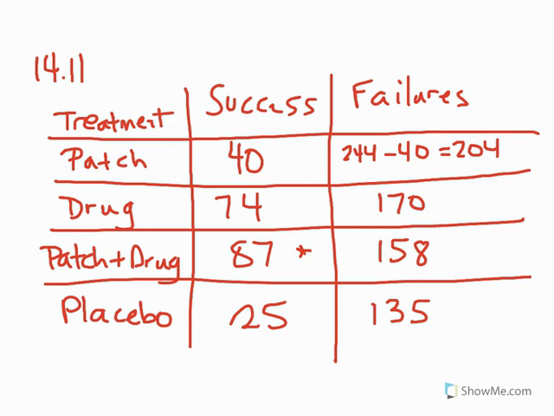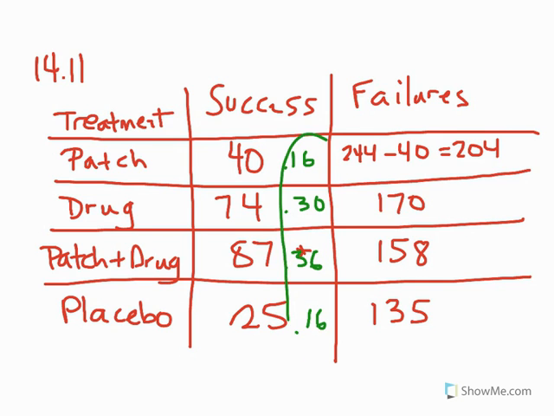In Part B, we're asked to actually calculate these as proportions so that we can compare them a lot more effectively. So you'll notice in Part B, if we make a proportion of 40 to 244, that gives us a proportion of 0.16. The proportion for the drug, 74 divided by 244, would give us a 0.30. The patch plus the drug, 87 out of 245, would be 0.36. And the placebo is 0.15. Or actually 0.16, excuse me, rounded off.